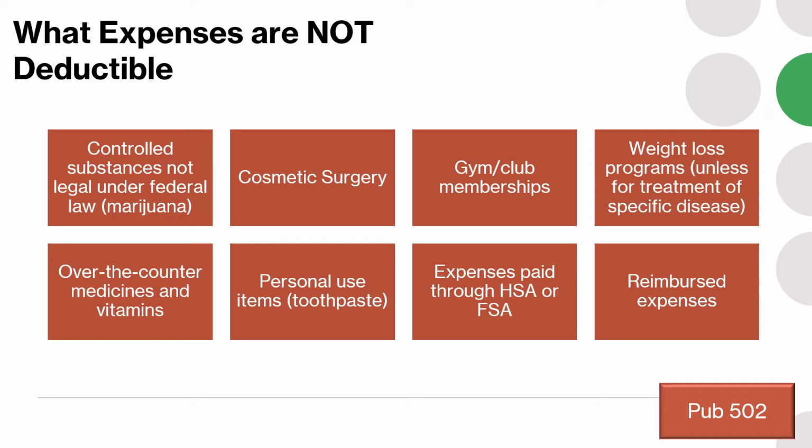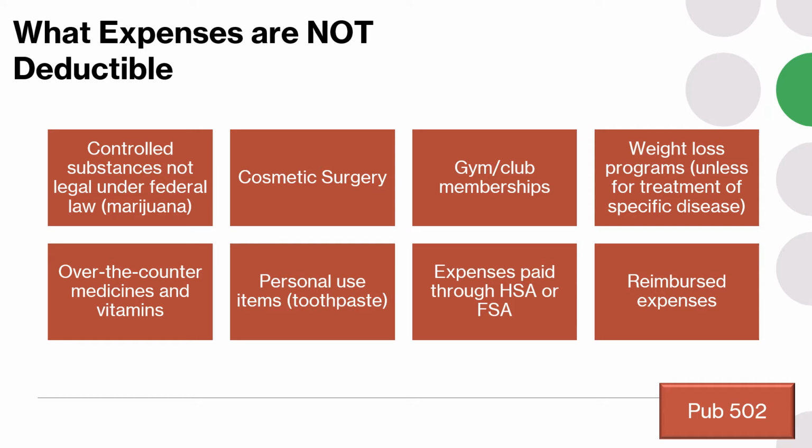Gym and club memberships are not deductible, and weight loss programs, unless it's for the treatment of a specific disease. So if the doctor diagnosed a specific disease and essentially prescribed a weight loss program to an individual, it could be deductible. But generally speaking, if it's for general health, or if it's for appearance purposes, it's not deductible.